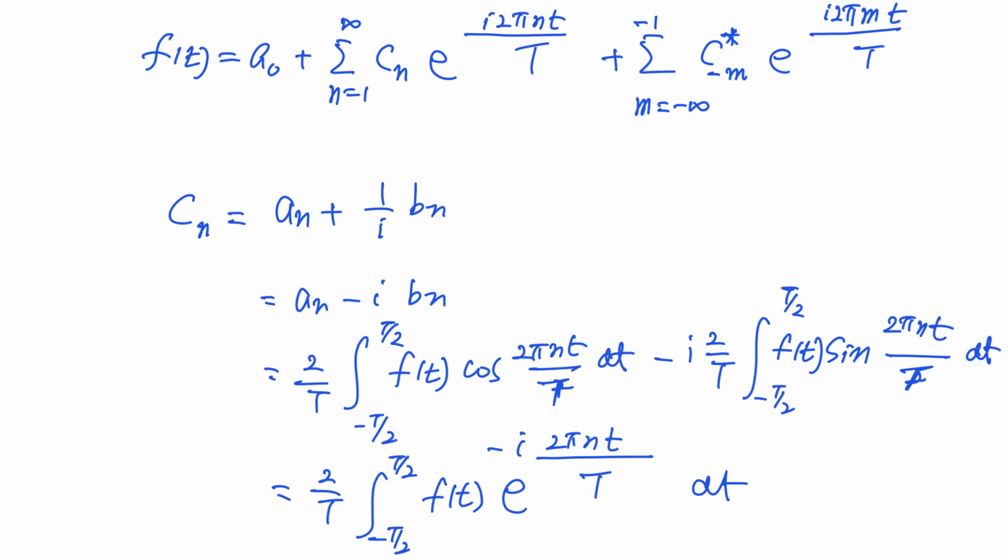And take a look at this an and bn. The Cn is given by 1 over 2 cosine and sine. So this cosine minus i sine can be put together as exponential minus i. This Cn. So we define Cn as an plus bn over i as a Cn.